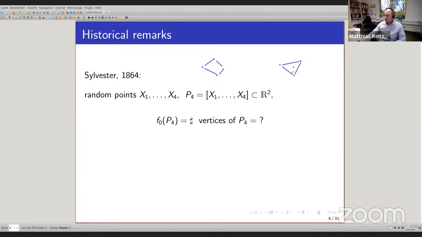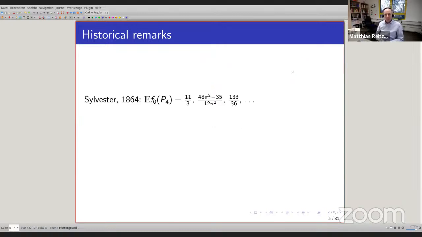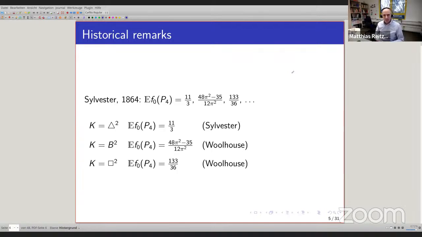And then there were several answers given to this question. I give the first 3 answers which have been given: 11/3, or this complicated fraction 48 times pi square, and so on, or the third 133 divided by 36. So people were interested in this question, tried to compute the mean value of the number of vertices, which is something between 3 and 4 clearly. And it turned out that the reason for these different answers was that they had a different feeling about what should be random points.